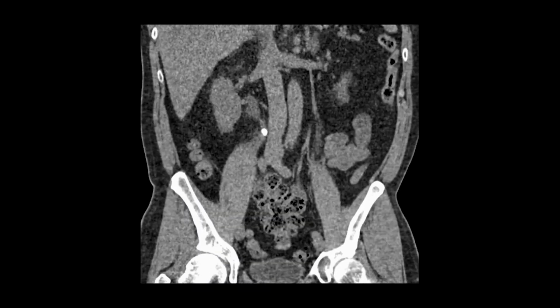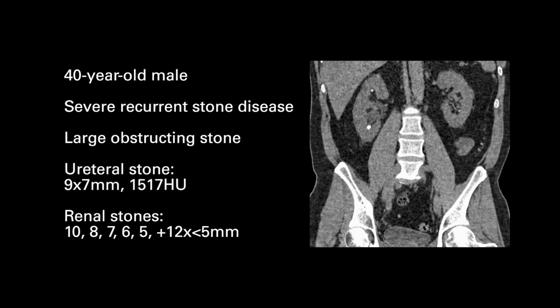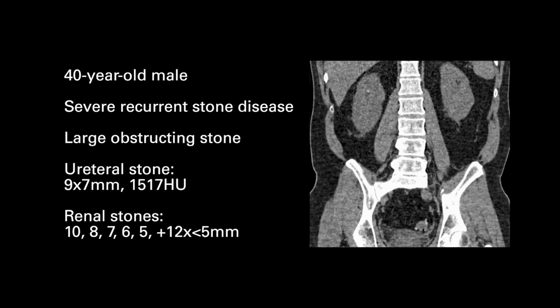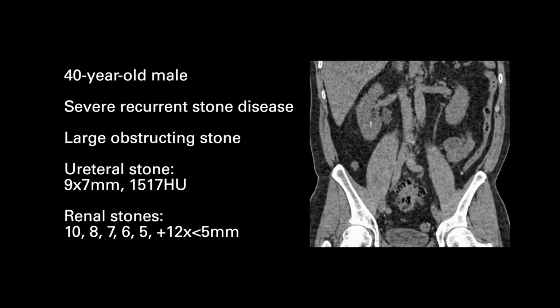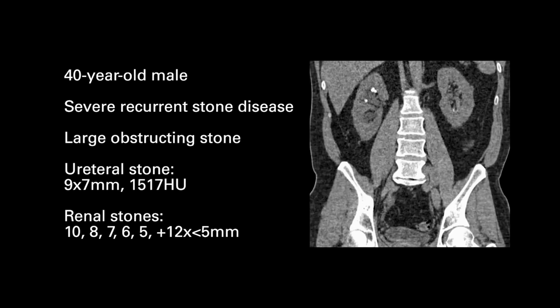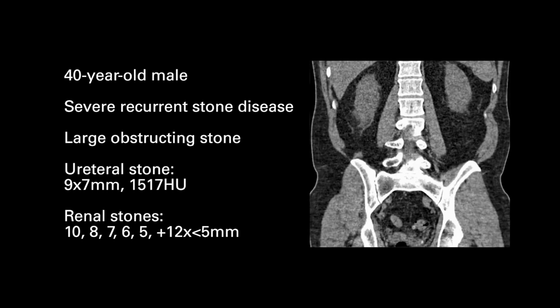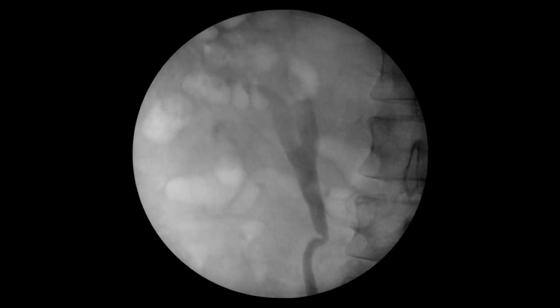So this is a 40-year-old gentleman who presented with severe recurrent stone disease. We obtained a CT scan which demonstrated a large obstructing ureteral stone. It was clear that he was not going to be able to pass this stone spontaneously, and we actually made arrangements to have him in the operating room the following day.